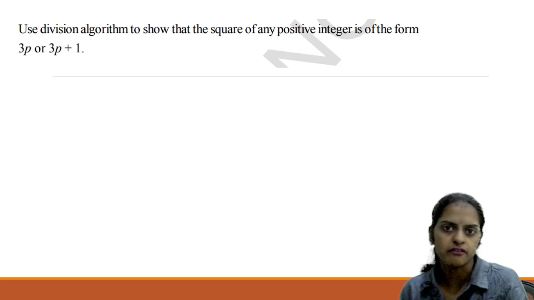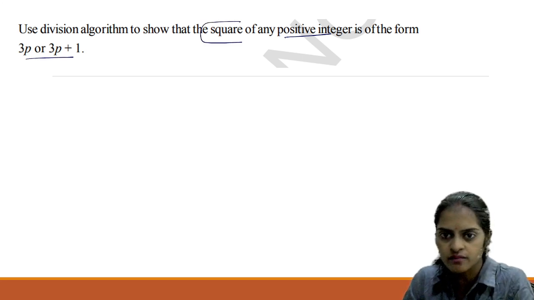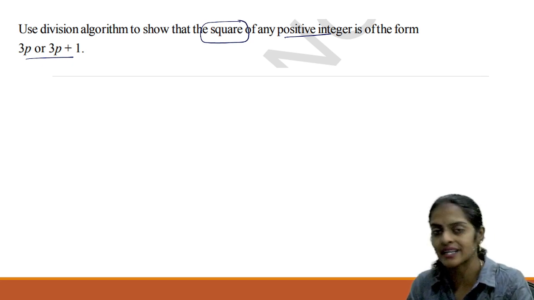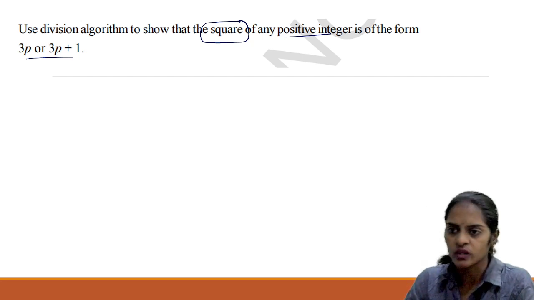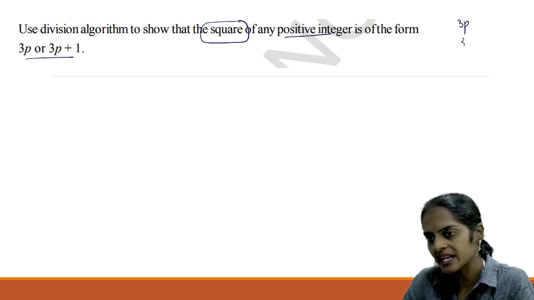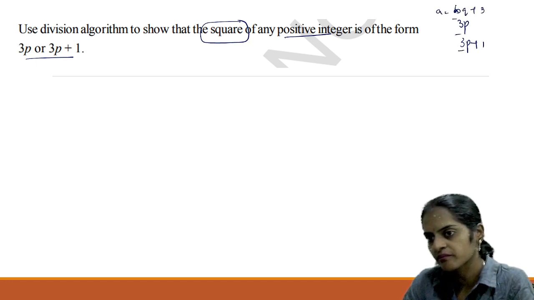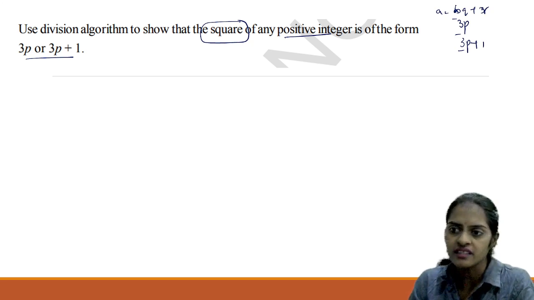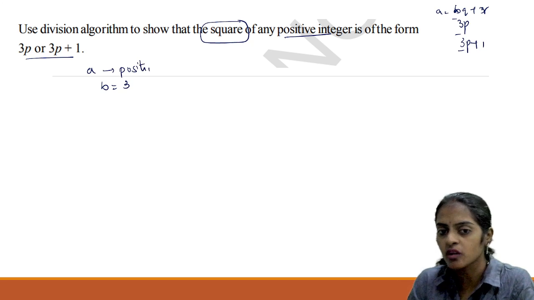Using the division algorithm, you have to show the square of any positive integer is of this form. Now, when they say square, we have to square. This word is important. When they say square, you need to square. First, let us take Euclid's division algorithm. If you compare 3p and 3p plus 1 with a is equal to bq plus r, what is there in the place of b? 3. So here our b is 3. And let a be a positive integer.